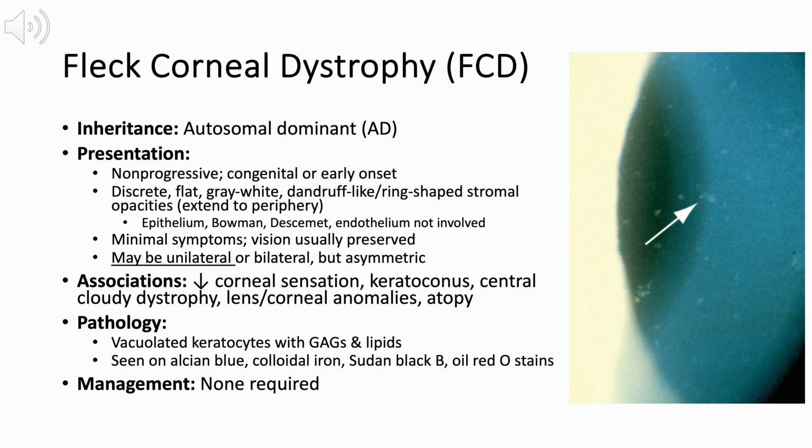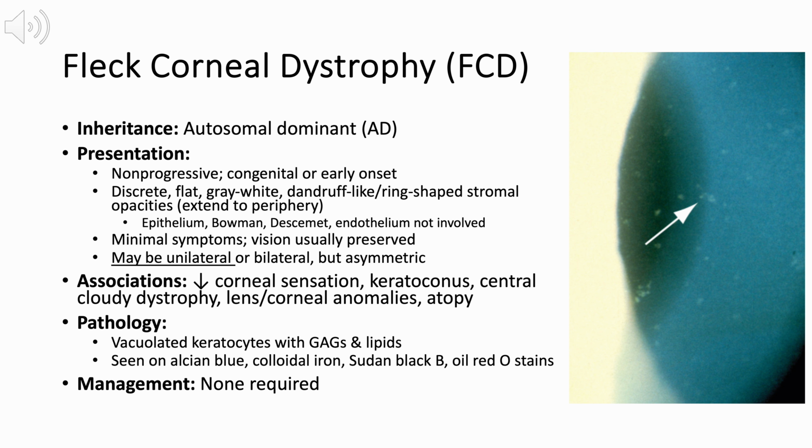Fleck corneal dystrophy, or FCD, is an autosomal dominant condition that is typically congenital or of early onset and is non-progressive. It is characterized by discrete, flat, gray-white dandruff-like or ring-shaped stromal opacities that often extend to the periphery. Importantly, the epithelium, Bowman's layer, Descemet's membrane, and endothelium are not involved. Patients usually remain asymptomatic, with minimal symptoms and preserved vision. The condition may present unilaterally or bilaterally, though it often appears asymmetric.